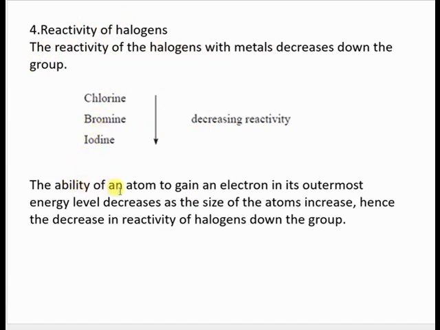The ability of an atom to gain an electron in its outermost energy level decreases as the size of the atom increases. We have talked about that. As the size of the atom increases, the nuclear charge effect decreases, and it becomes very difficult for the atom to gain an electron. Hence, the decrease in the activity of halogens down the group. We can put it in other words.